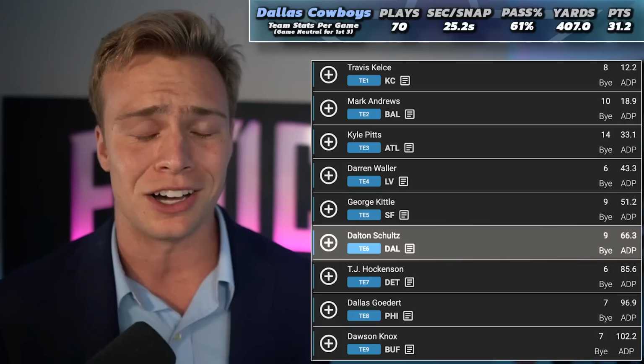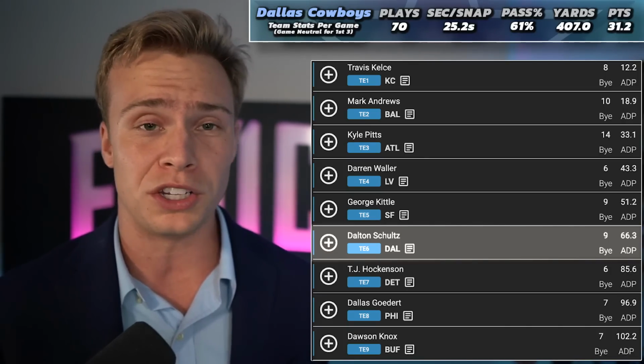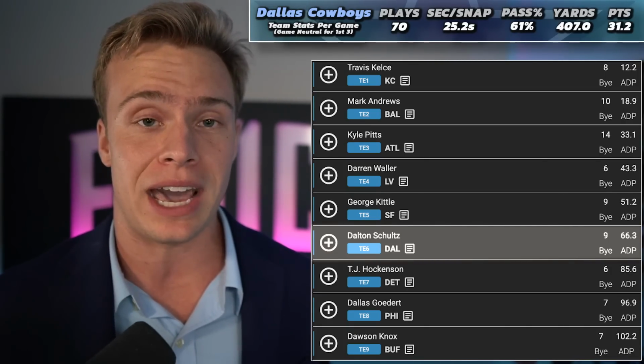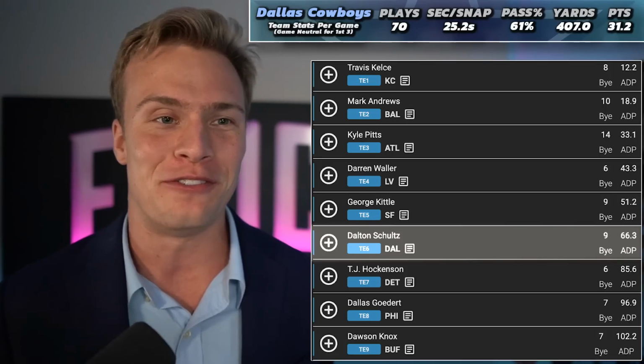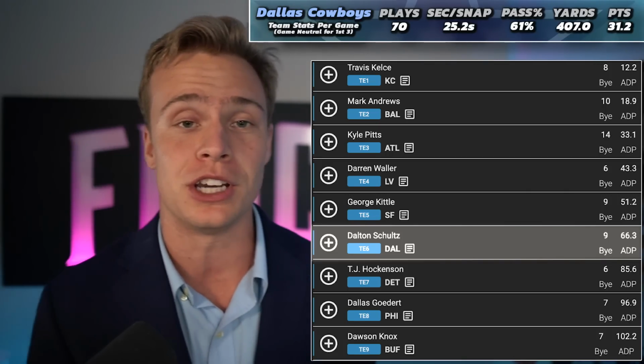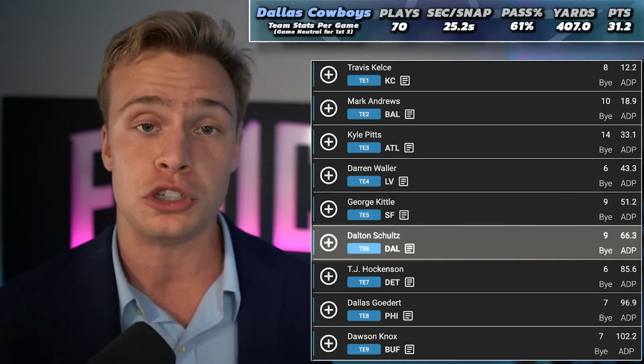And that's why you see Dalton Schultz has risen almost 2 rounds in Underdog drafts just over the past 1 to 2 months with almost nothing happening at all. Hell, you can tell those very smart drafters, the people who really know what they're doing, they're taking this into account. You should as well.